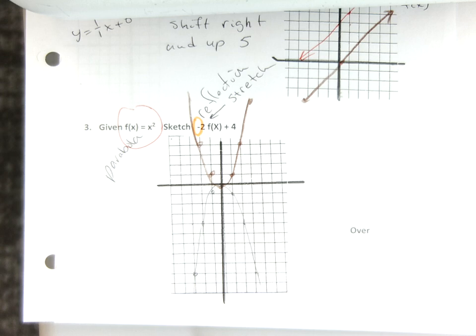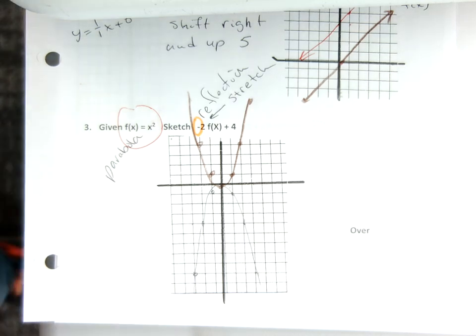So instead of this point being here at 1, it's going to go to 2. So this point being at 4, it's going to go to 8. You guys got the idea? And this one's going to be at 18, which is going to be off my paper, right? So I'm just going to stretch my y values. Okay, so I've stretched my y values.